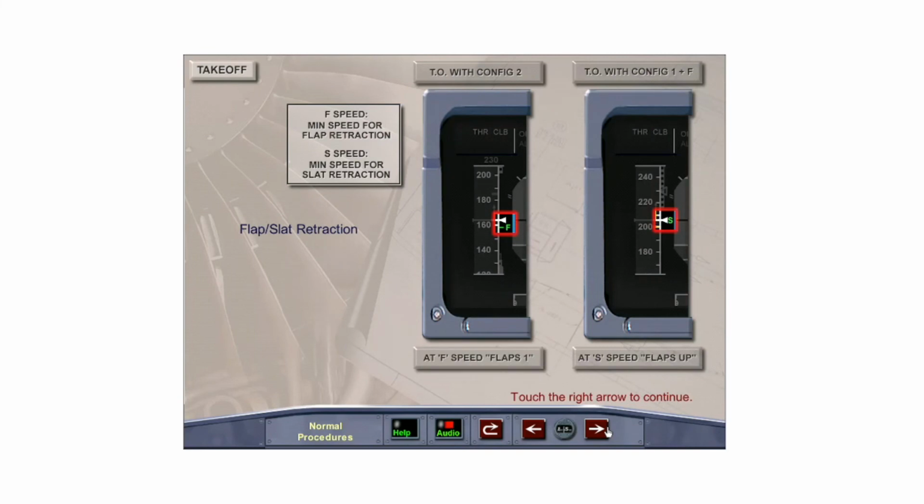When the acceleration altitude is reached, the flaps and slats are retracted. If takeoff was performed with flaps 2 or 3, select flaps 1 at F speed, the minimum speed for flap retraction. Then select the flaps up at S speed, the minimum speed at which the slats may be retracted. If takeoff was performed with flaps 1 plus F, they are selected up at S speed.